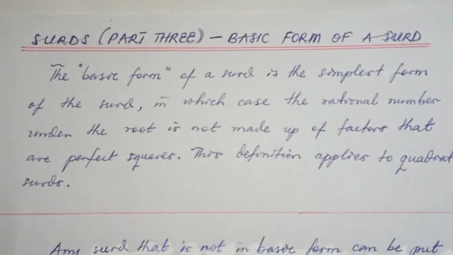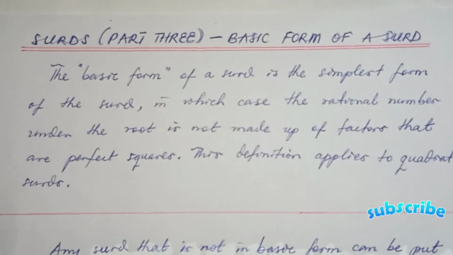Today we will be considering Surds part 3, where we shall be discussing the basic form of a surd. So what is the basic form of a surd? The basic form of a surd is the simplest form of the surd, in which case the rational number under the root is not made up of factors that are perfect squares.